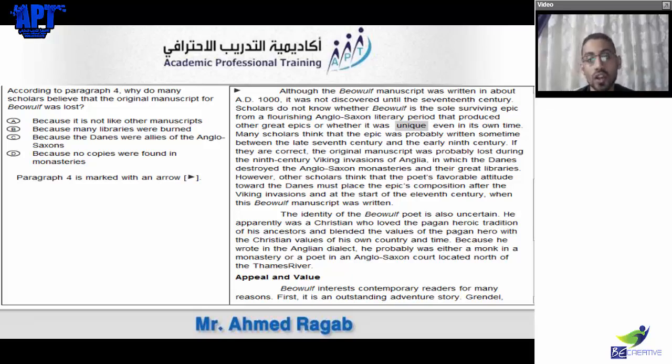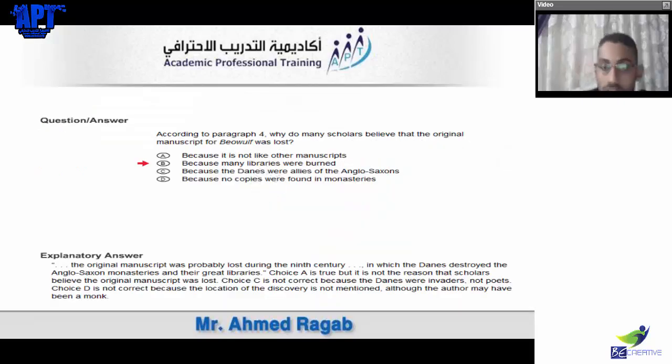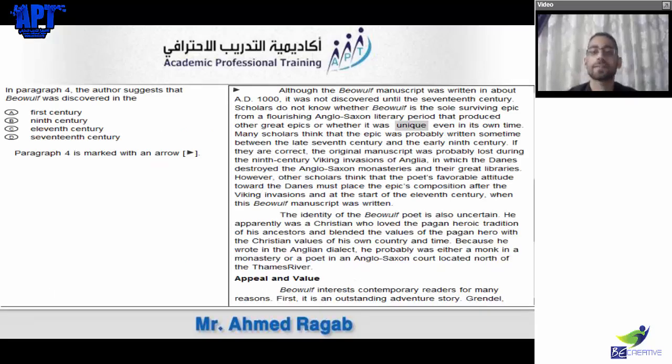Very nice. So here, we understand from it. Okay, let's try to read. We understand from it the original manuscript was probably lost during the 9th century. Why? Because the Danes destroyed the Anglo-Saxon monasteries and their great libraries. They destroyed the libraries. That's why they don't know, the original manuscript for Beowulf was lost. Go next.